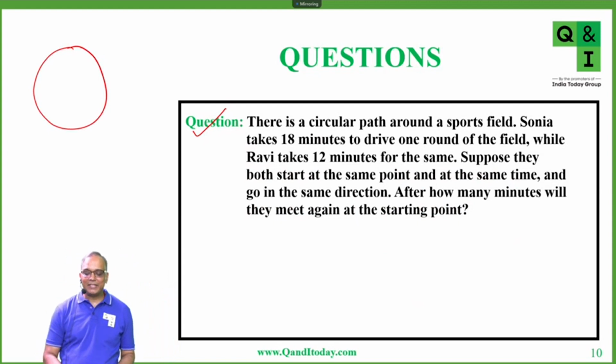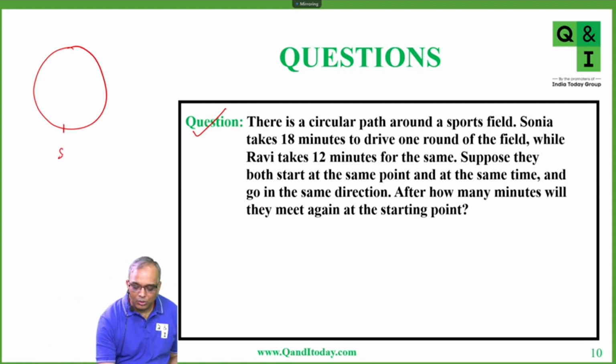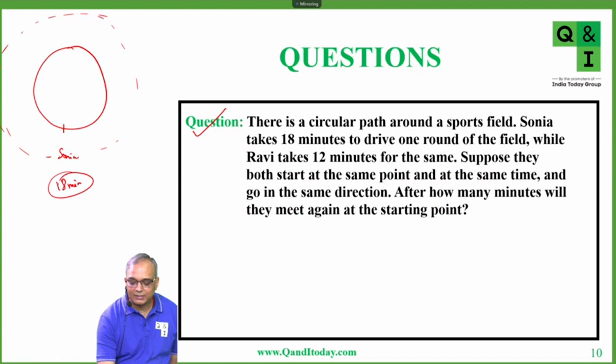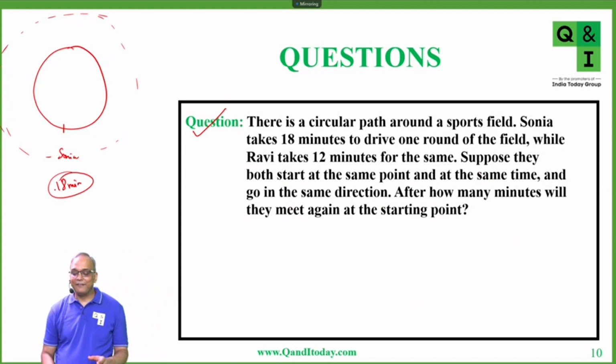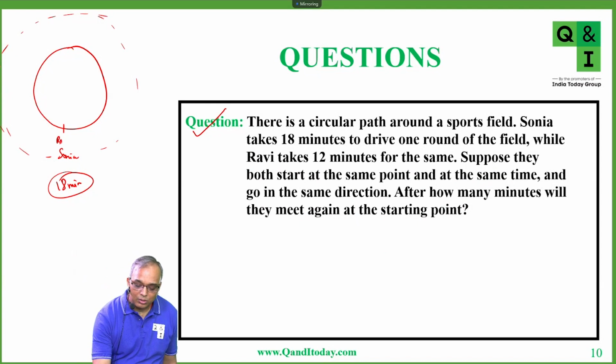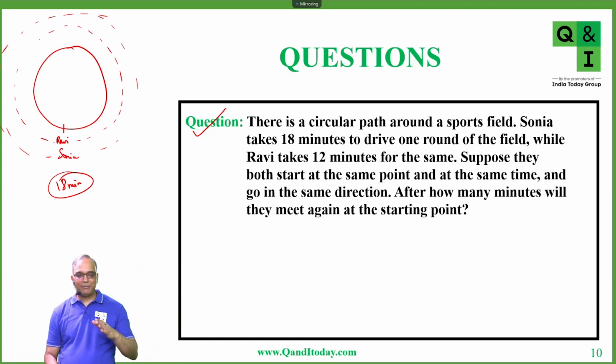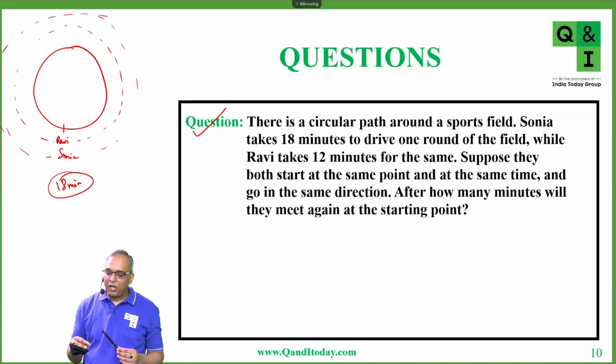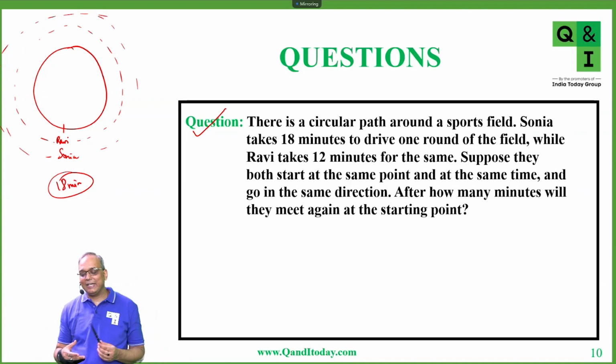Sonia takes 18 minutes to drive one round of the field. So let's say Sonia starts and covers this whole distance in how much time? 18 minutes. Now, Ravi takes 12 minutes for the same. So Ravi is faster and he takes 12 minutes to complete this round. By the time Ravi has completed one round, Sonia is still somewhere in between. Now, after how many minutes will they meet again at the starting point?